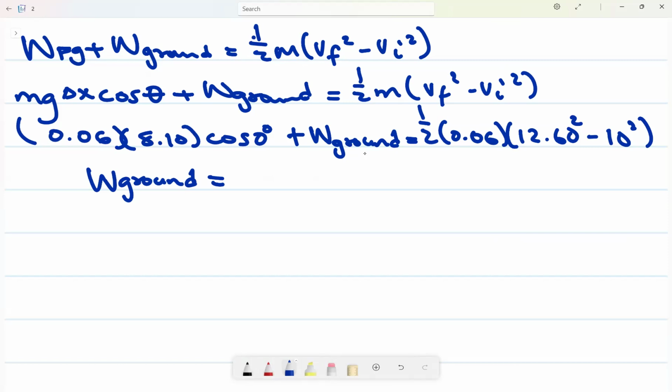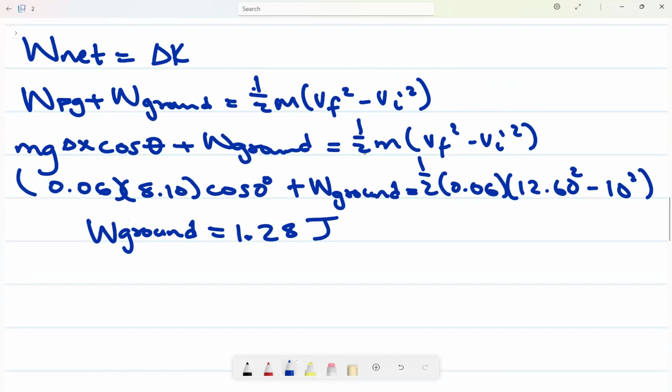Then I get an answer of 1.2768. So to two decimals, it is 1.28 what? Joules. And it's weird how I'm getting a positive number here. Let me see if I'm doing anything wrong.